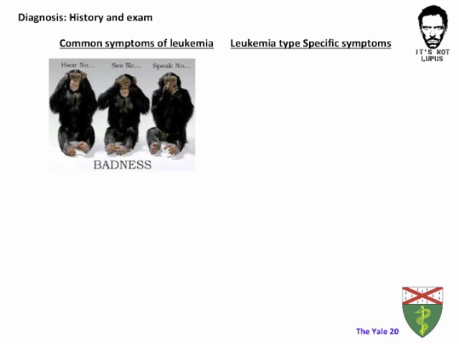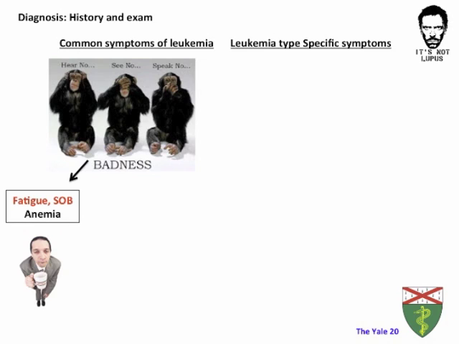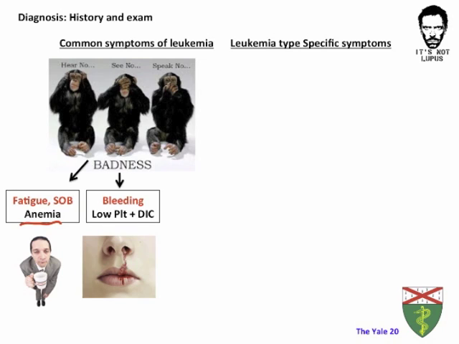Okay, so three classes of symptoms. Three different kinds of badness that can happen. First, your red blood cells will give you anemia, and your patient is going to be very fatigued, is going to be pale, and can even develop quite significant shortness of breath. Secondly, low platelets. Thrombocytopenia can cause bleeding.